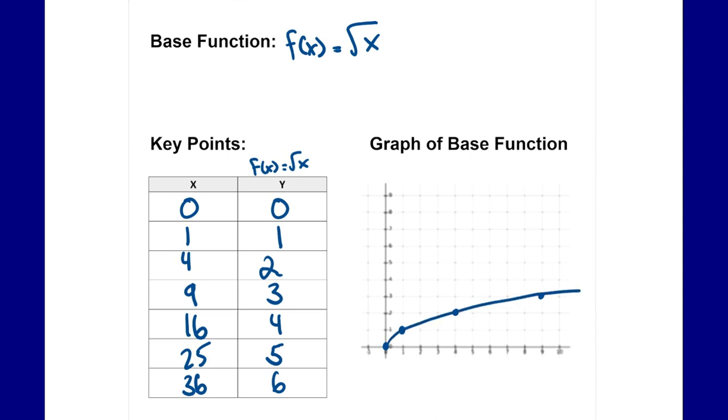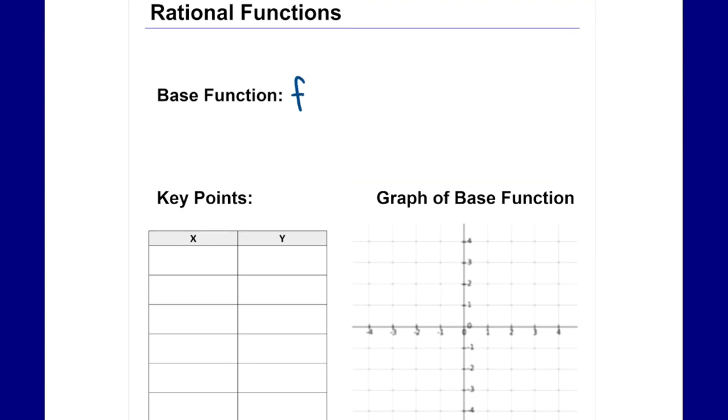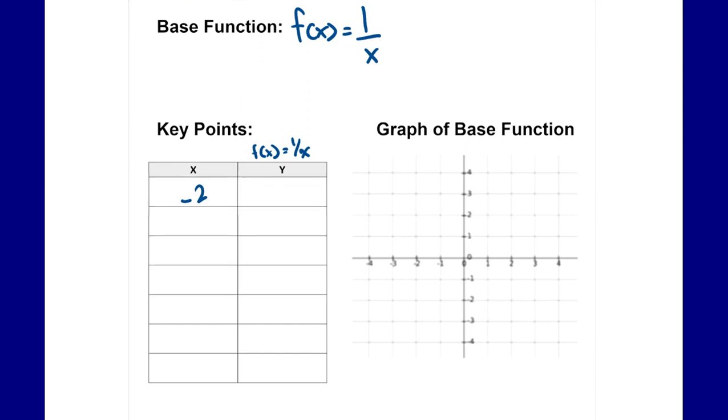Can't really plot the rest, but this is in general what my function looks like for a radical function. For a rational function, again, our base function, we had said originally, f of x is equal to 1 over x. So when I plot my points, I just have to come up with x values and then plug them into our function and solve. So we'll go again, -2, -1, -1/2, 0, 1/2, 1, and 2.